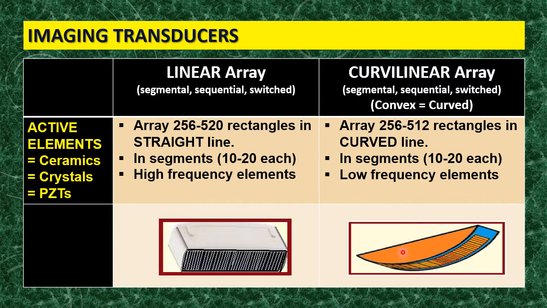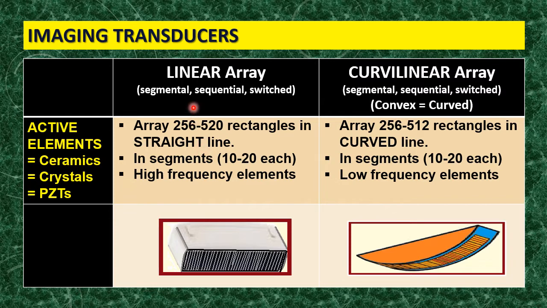So all of these are discussing the outer shape. The outer shape here is linear or curvilinear. But when it comes to the actual active elements, they have almost the same arrangement, or the same number of PZTs. These are the active elements here. We have a range between 256 to 512, or the same like here. So we have different numbers of active elements based on the size and the manufacturer.